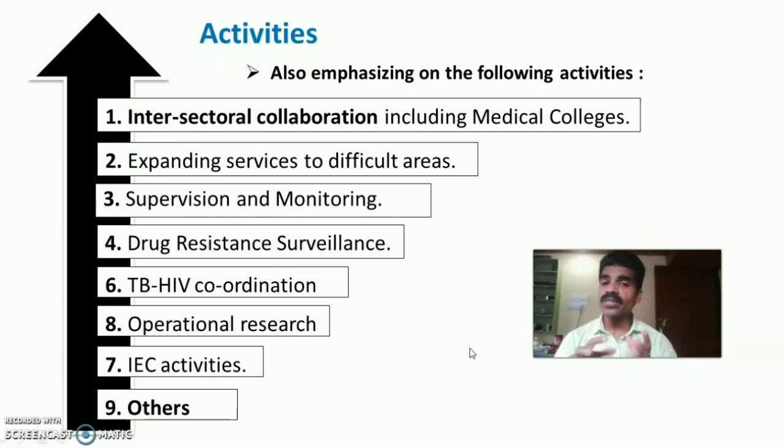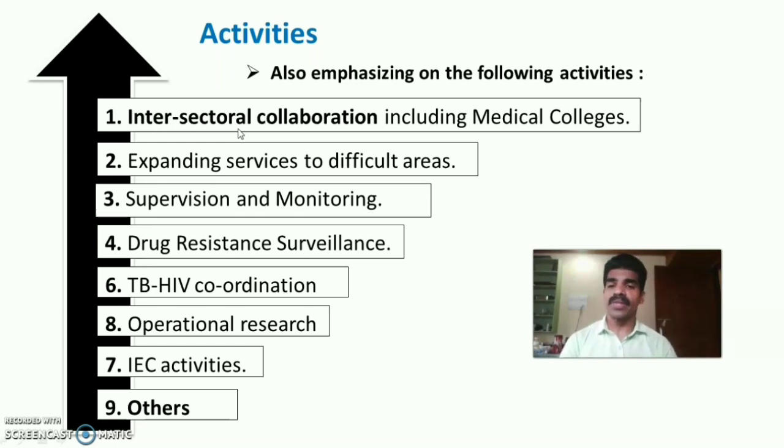1993 to 1996. Then the RNTCP pilot phase emphasized the following activities. The first activity was inter-sectoral collaboration or coordination, including medical colleges. Inter-sectoral coordination means coordination between sectors like sub-center, primary center, community health center, district hospital, medical colleges and TB units in the districts, for the early detection and treatment of TB patients. So the first activity was intersectoral collaboration.